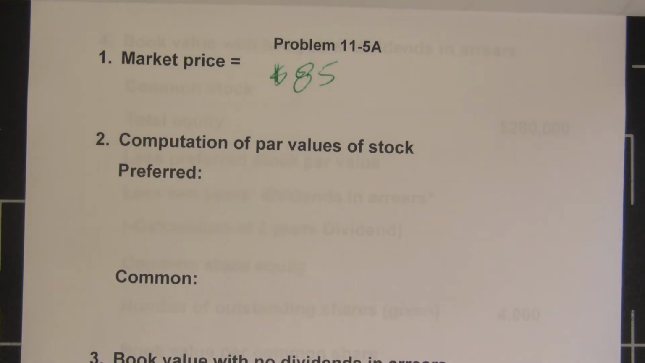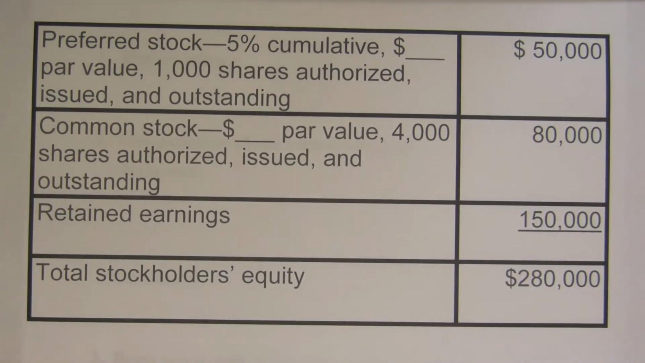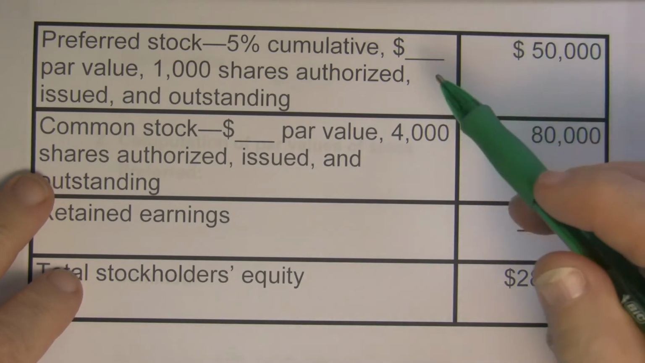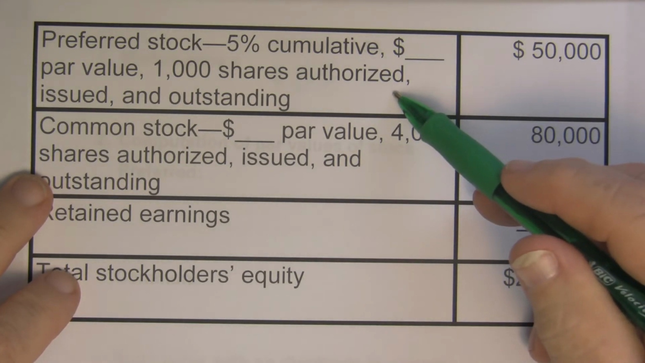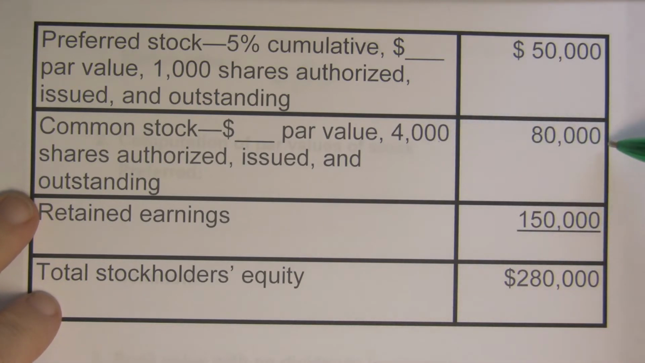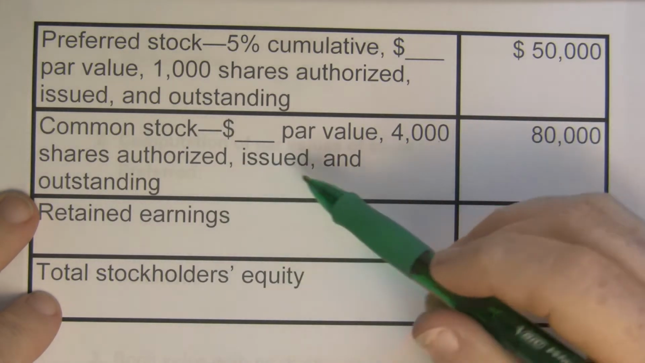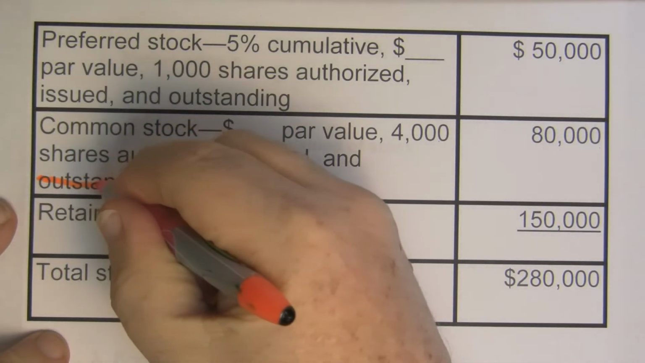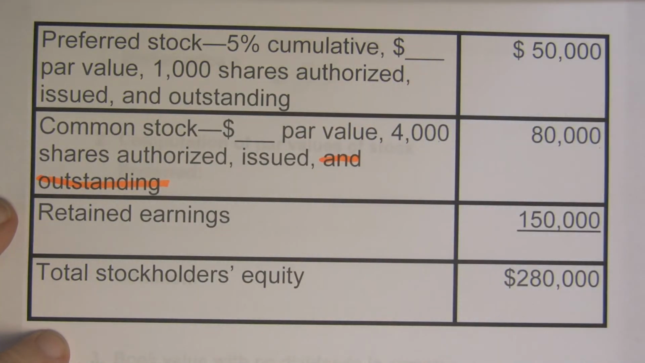Computation of par values of stock. We always start with preferred and then do common. It's just a convention. So let's take a look here. We have 50,000 shares, or $50,000 worth of cumulative par preferred, and we have 4,000 shares issued and outstanding at 80,000. Well, 4,000 issued and outstanding, and the outstanding is the important part. That means that there's no treasury shares. So all 4,000 shares are outstanding. So let's fill in the par values while we're here.